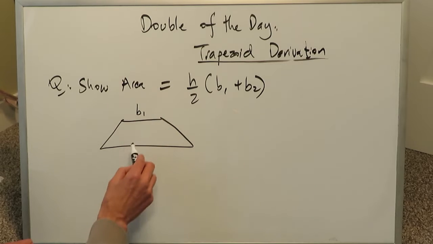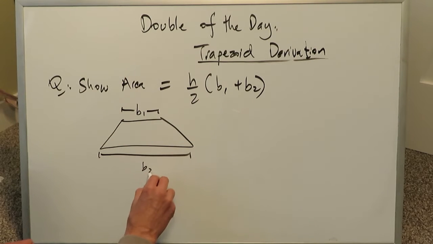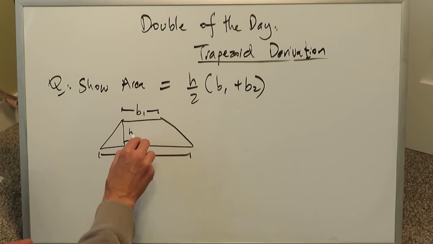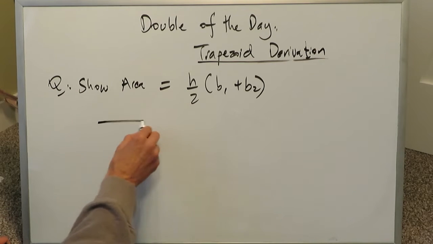If this right here is my base 1 from here to here, and this here is my base 2, and we have a certain height over here, how can we determine this and derive this formula? Let's do it, and I tell you all, it's easy. Let the derivation procedure begin.